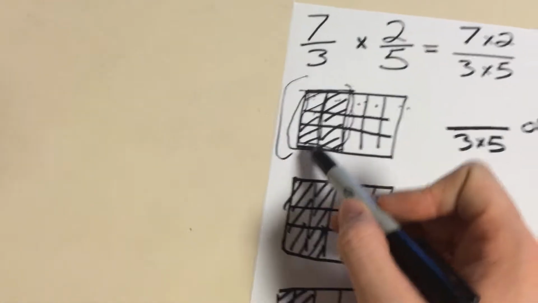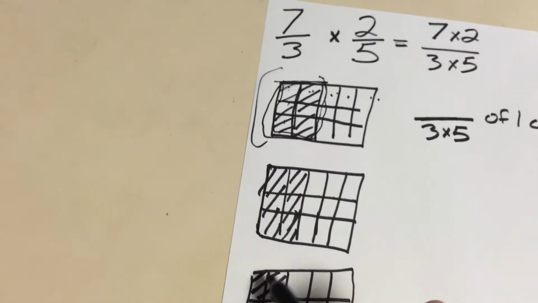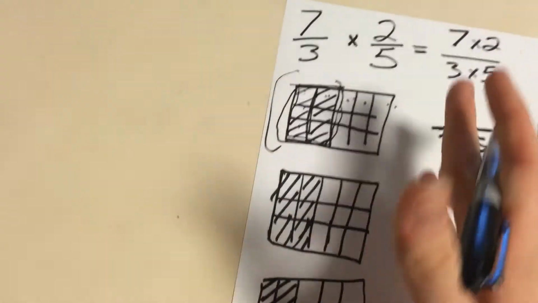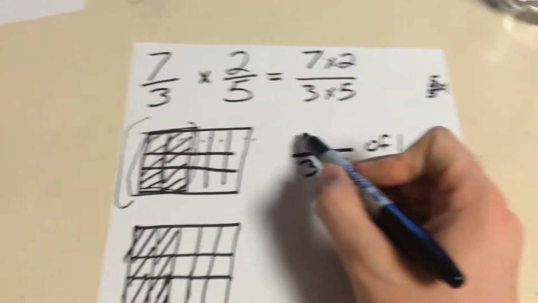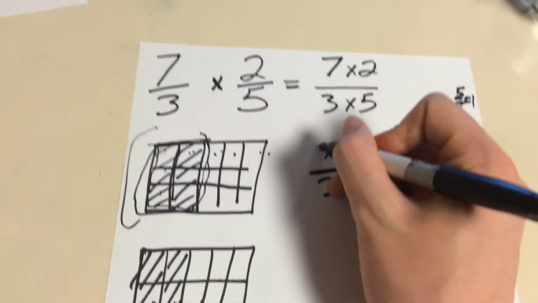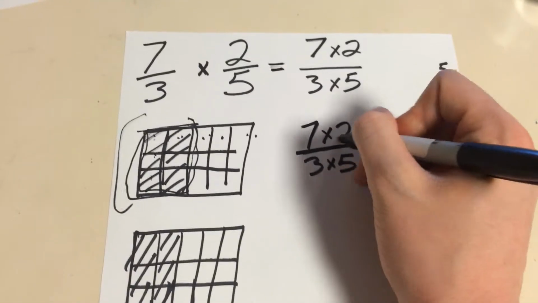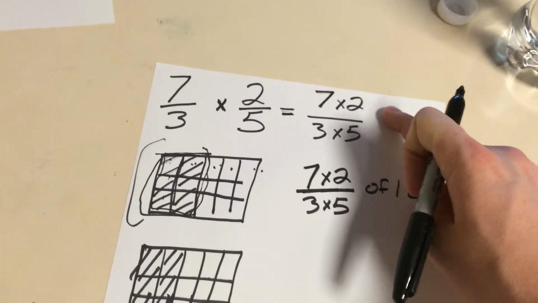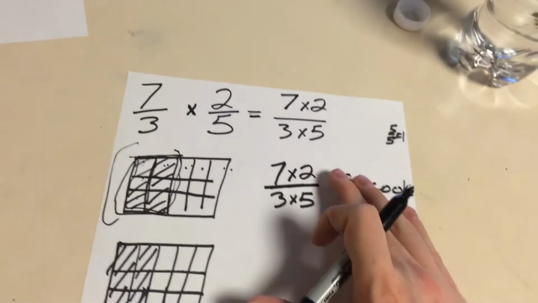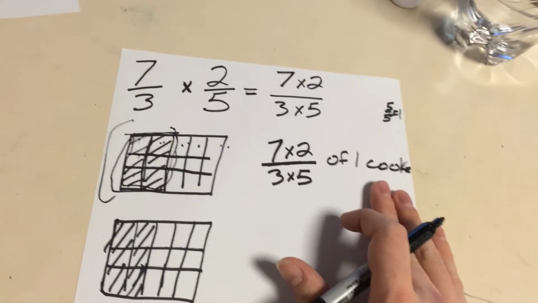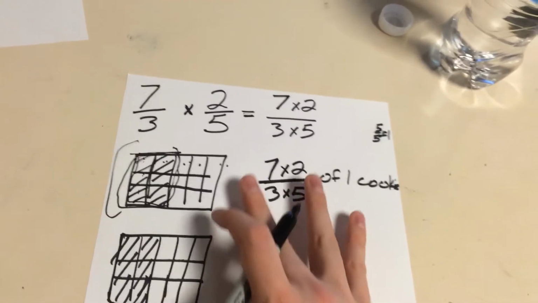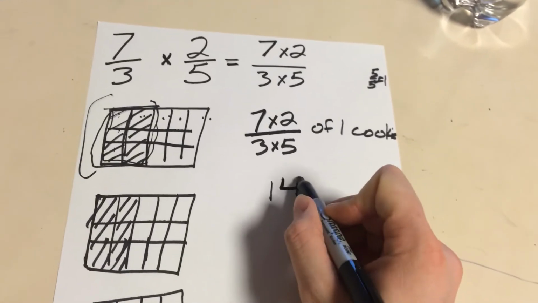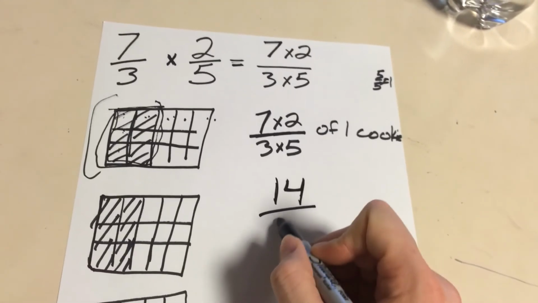And then we are going to focus in on how many of those parts we have. So we have 7 rows of 2. That's 7 groups of 2. And that'll be our numerator, how many pieces we actually have. So that's 7 times 2. And oh, well, you look at that. 7 times 2 over 3 times 5 of 1 cookie. And that is our final fraction. And from there, you can do simple multiplication to find out that it is 14 fifteenths of a cookie.